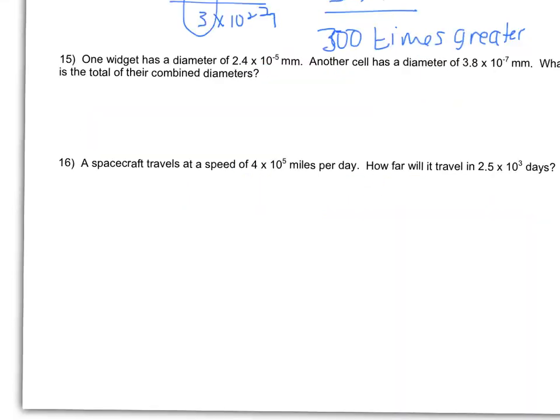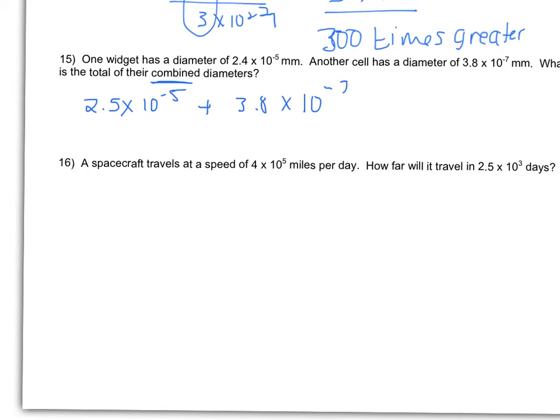2 more problems. One widget has one diameter, another cell has another diameter. What are their combined diameters? Combined, remember, means addition. So we're going to first look at our exponents. They are not the same. So we have 2.5 times 10 to the negative 5th. And we're adding to that 3.8 times 10 to the negative 7th.